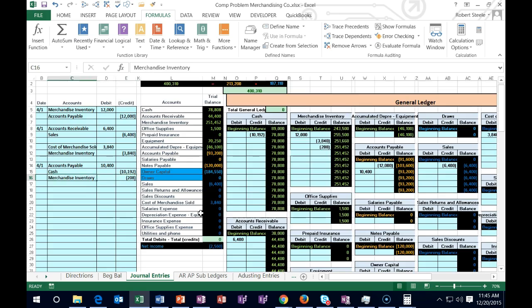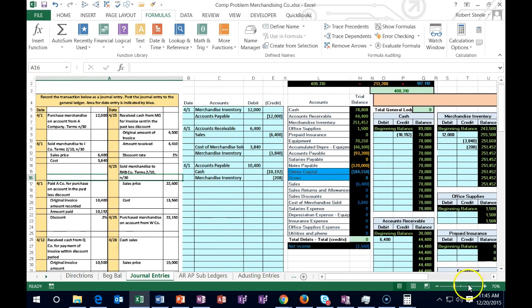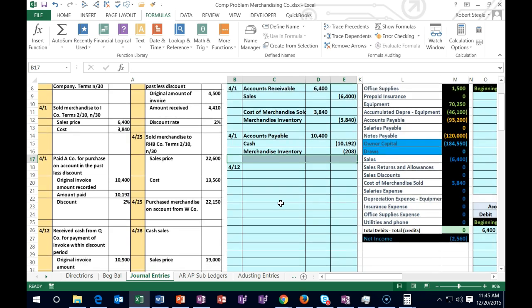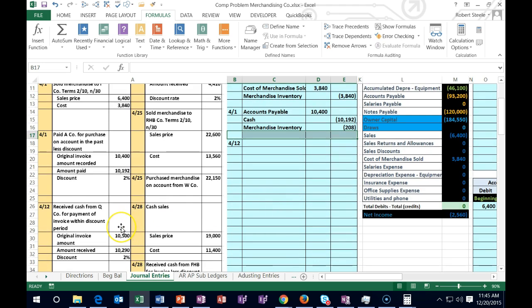Okay, so let's see the next transaction. I'm going to scroll back over here, make this a little bit larger like so, back up to 90 on the taskbar. We're scrolling down to 412 being the next transaction, skipping a line. Highly recommend skipping a line. And we're going to go down to 412, which says receive cash from Q company for payment of invoice within discount period. All right, so we got payment from the invoice.